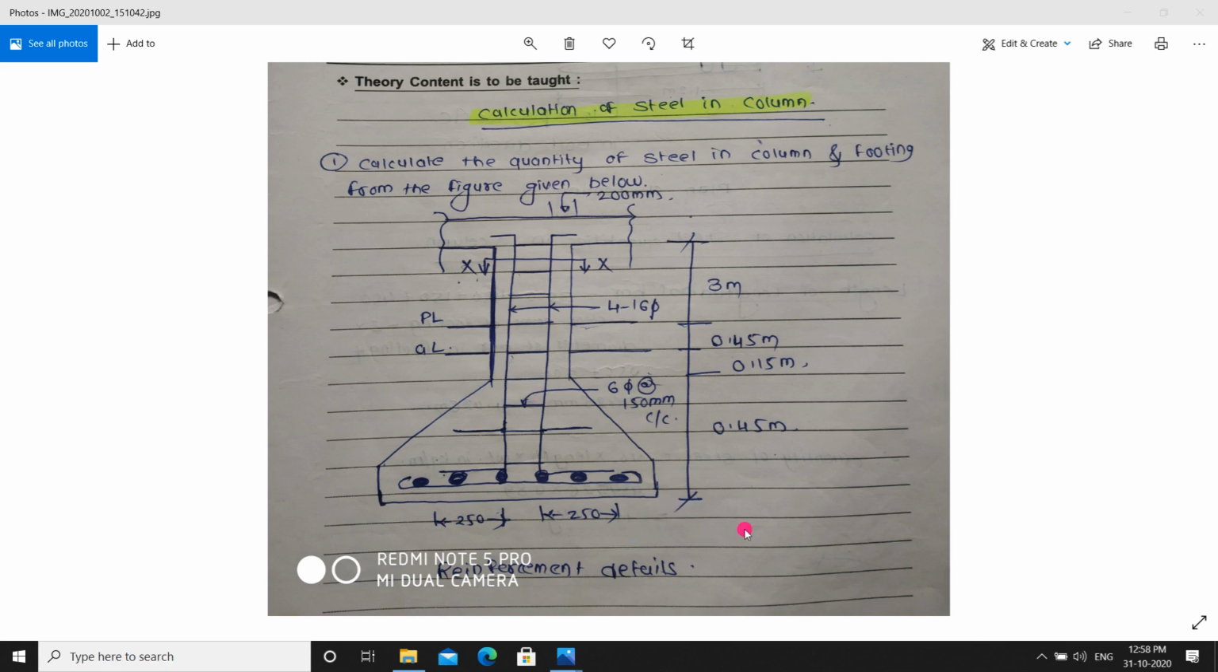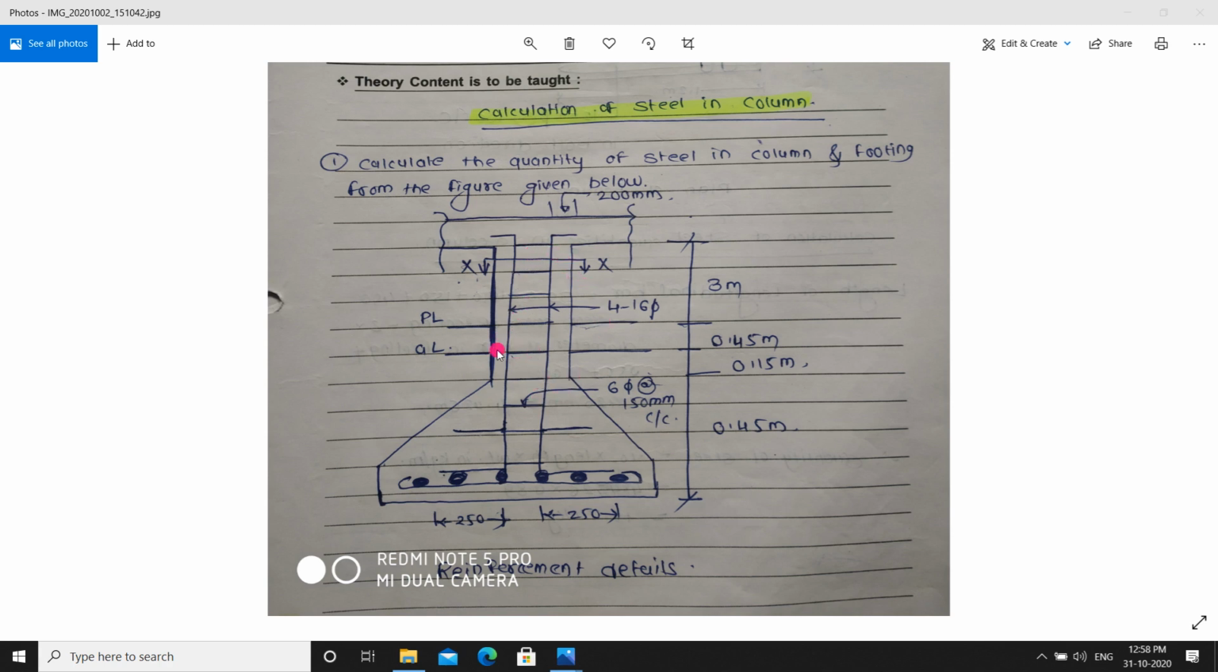So how they have given us the total: this length is 0.45 meter, above this is 0.15 up to the ground level, up to plinth level it is again 0.45, and the total height above the plinth is 3 meter. Okay, for that purpose we are going to see this. Now what they have given in the problem: see, this is the main bar.